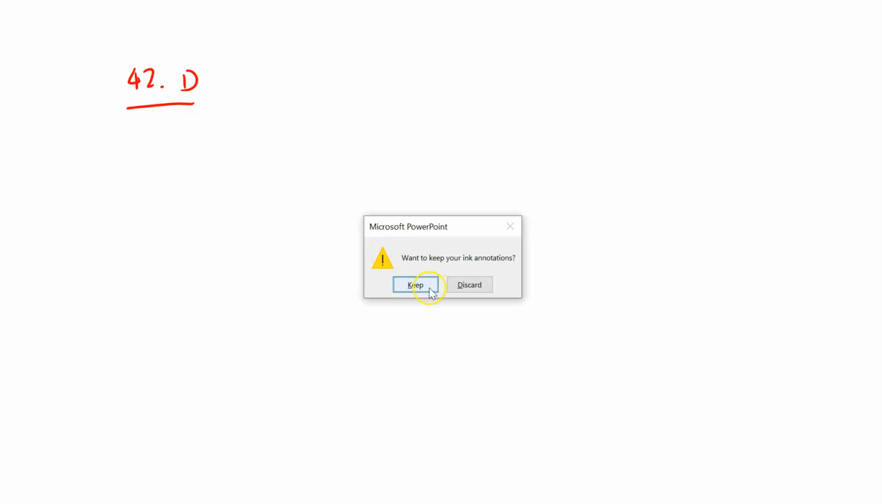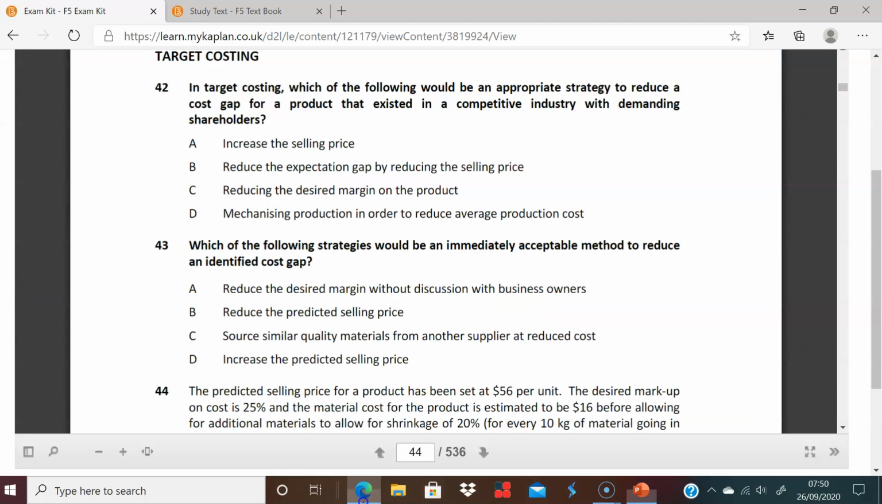Let's deal with that one first. Let's look at the next one. Which of the following strategies would be an immediately acceptable method to reduce an identified cost gap? Kind of similar to 42. Reduce the desired margin without discussion with business owners. Not a good idea. Reduce the predicted selling price. That's your price taker. Probably don't have that sort of authority to do that. Increase the predicted selling price. You're not going to sell the product.